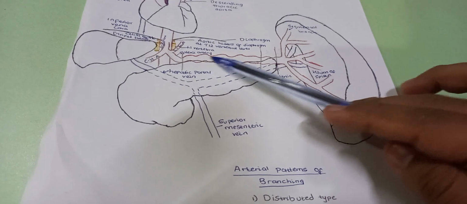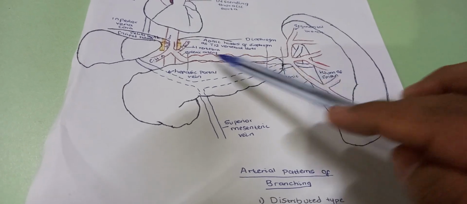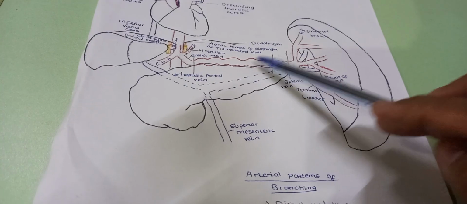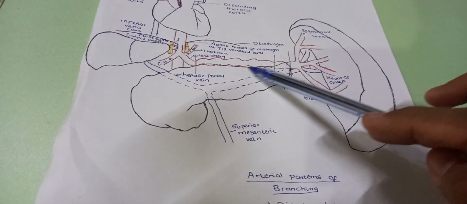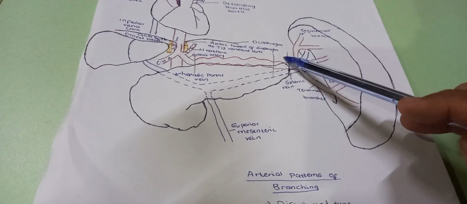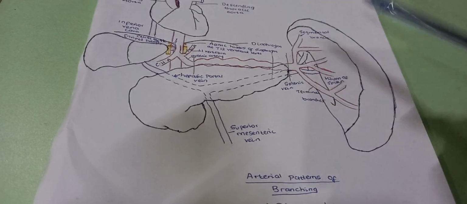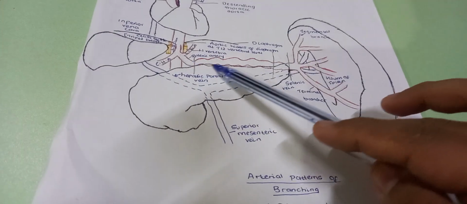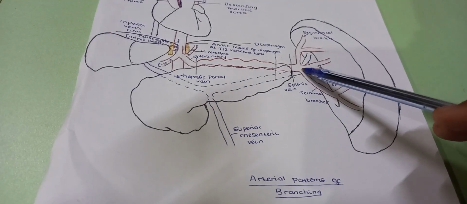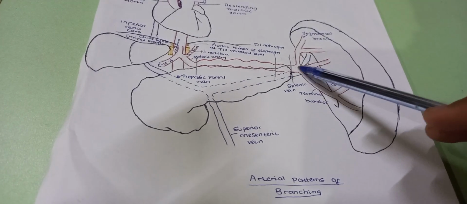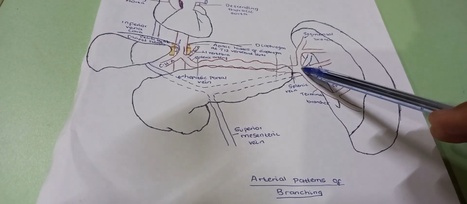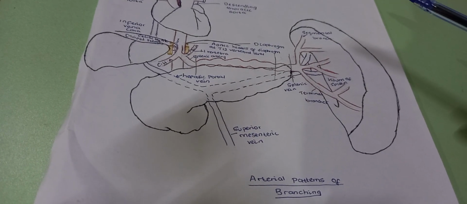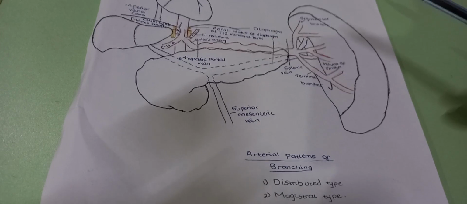We have the distributed type, where we have the main trunk, which divides into terminal branches at segment 2 or 3. So we'll have the main trunk and long terminal branches. And then we have the magistral type, where we have a long main trunk which divides at the perihilar segment into short terminal branches. So the distributed type is the more common compared to the magistral type.